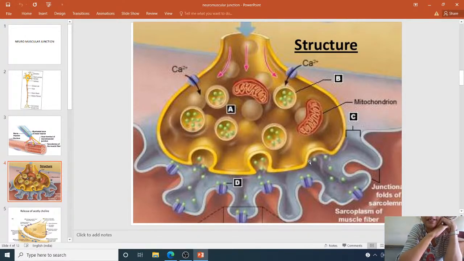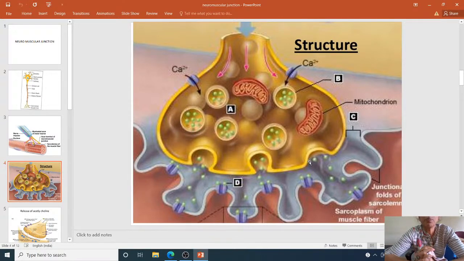If you look at this terminal button, you have to remember two names here. One is the presynaptic membrane. The yellow one is the presynaptic membrane, the end of the nerve membrane. The blue one is the postsynaptic membrane. In between the yellow and blue is the synaptic cleft, where a lot of ECF is present.